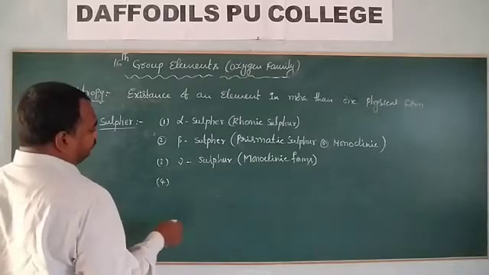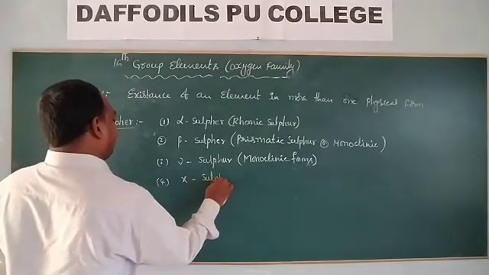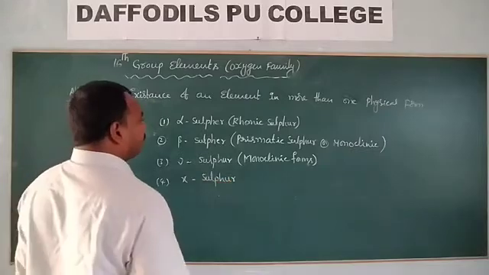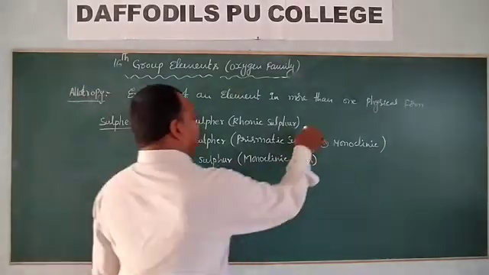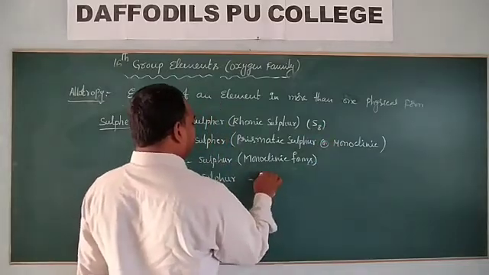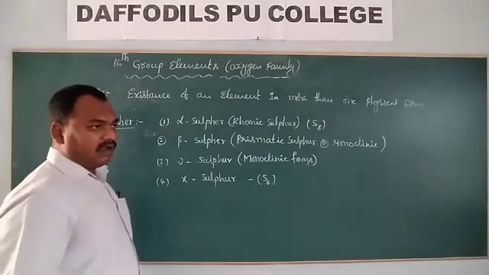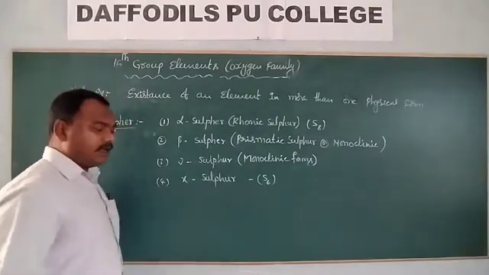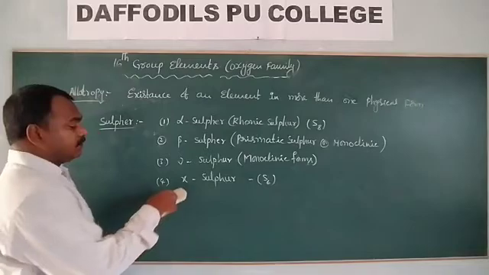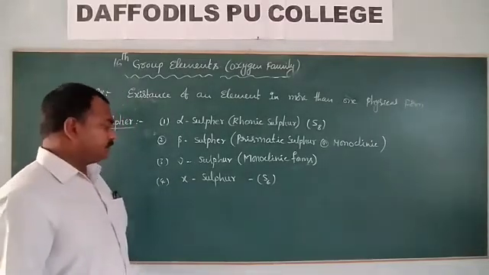Next one, sulfur. This alpha, beta, gamma sulfurs are in S8 form. Sulfur is in S6 form. Alpha, beta, gamma sulfurs are crown shape, octaatomic. Sulfur is hexaatomic.